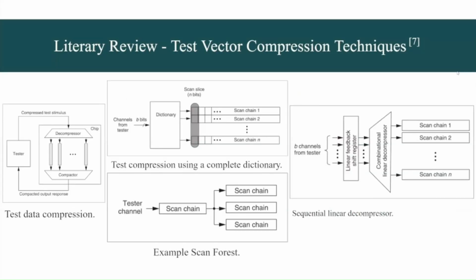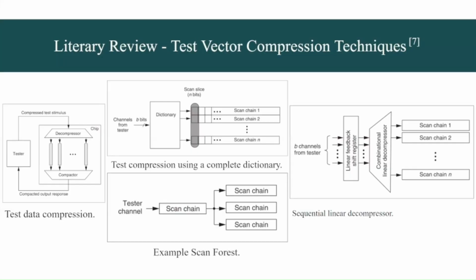And then next, a paper that we went over was the test vector compression techniques. This paper went over a large overview of different test vector compression. So here on the left, we have just the basic test data compression. The tester goes into the decompressor that then goes into multiple scan chains, which are a greater number than the scan inputs that we're actually getting at the decompressor.